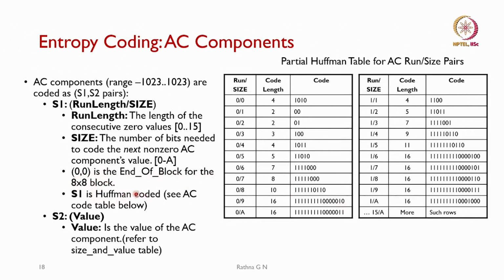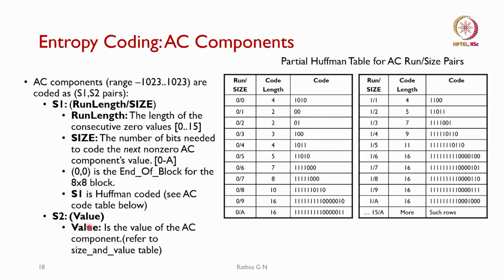This is Huffman coded. So, you have to see this AC code table for what the run size is, what the code length is, and then what the code is that is going to be represented. Otherwise, if you are transmitting this length of bits, you know how many bits are required to transmit. So, you will be sending it this way so that you reduce your code length.